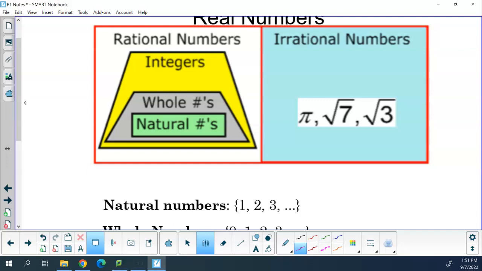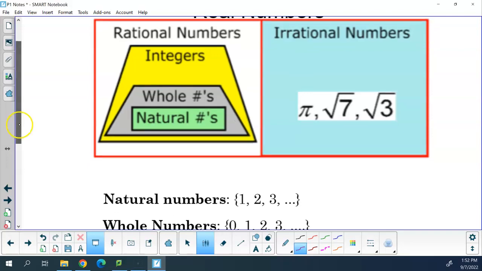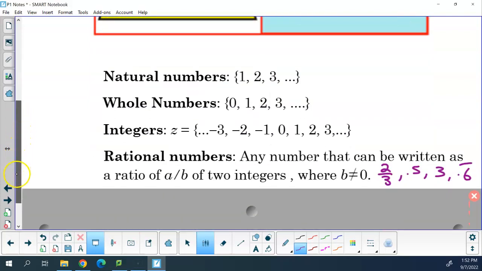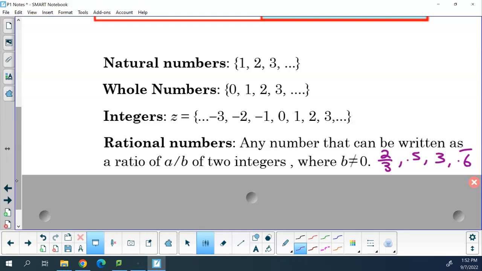I have these irrational numbers over here: pi, square root of 7, square root of 3. Notice I don't have the square root of 4 over there, or the square root of 9, because we can take those square roots. So it's not just any square root, but a square root that we can't take. Any square root that's not a perfect square will be a decimal that goes on forever without a pattern. Those are irrational numbers. They do not overlap with rational numbers. They're completely separate.